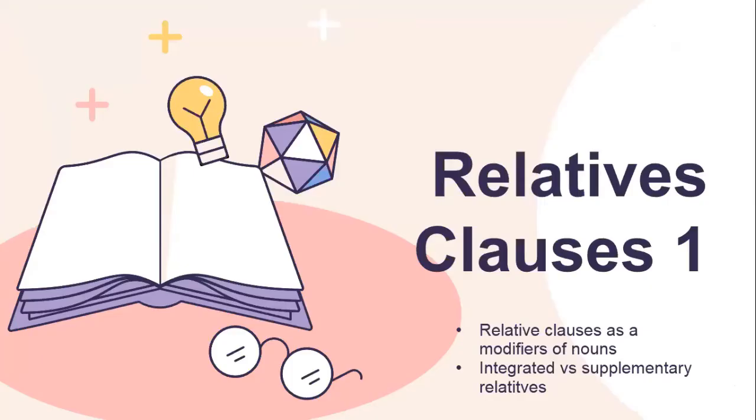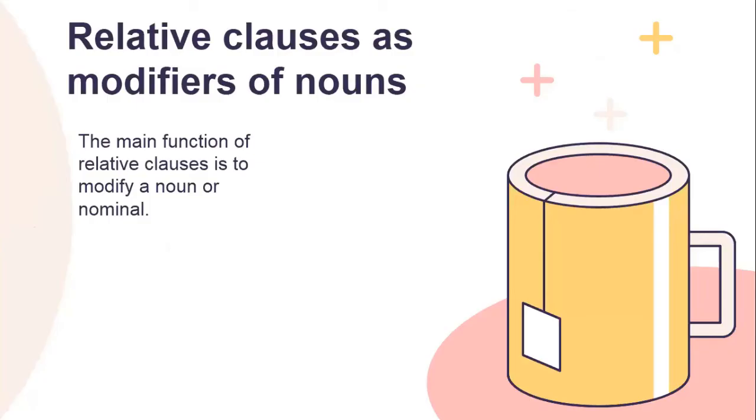Today's discussion about relative clauses is divided into 2 points. The first is relative clauses as modifiers of nouns, and the second is integrated versus supplementary relatives. Relative clauses as modifiers of nouns will be explained by Ian. Time is yours. All right, thank you very much.